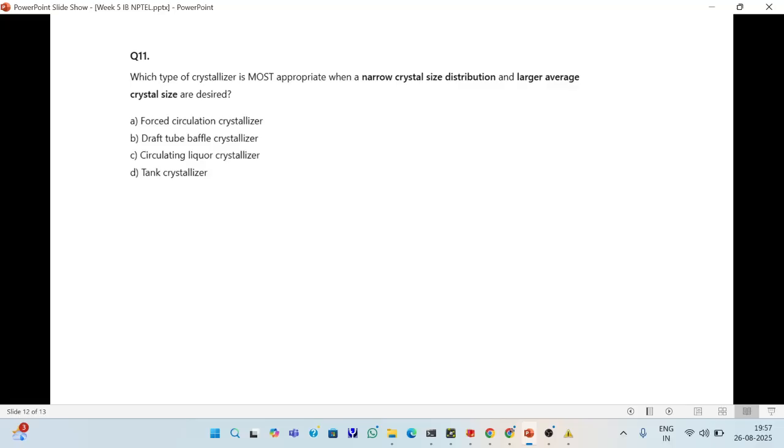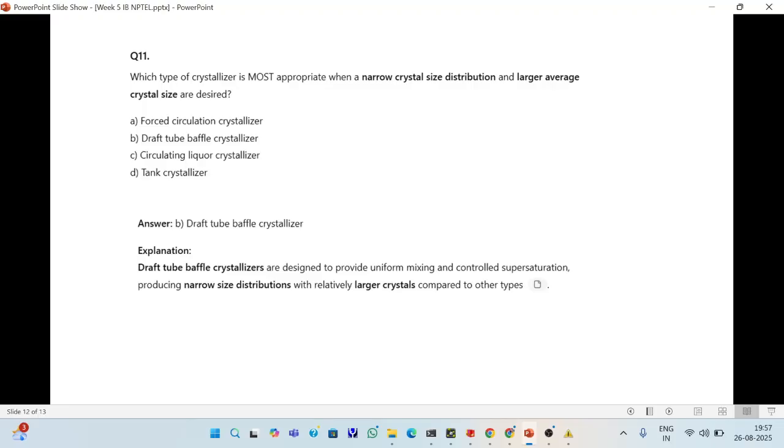Okay, let's see what is the correct answer to this question. It is B. Draft tube baffle crystallizer. So this is the one which is the most appropriate when a narrow crystal size distribution and large average crystal size are desired. Draft tube baffle crystallizers are designed to provide uniform mixing and controlled supersaturation, producing narrow size distributions with relatively large crystals compared to other types. So they are designed to provide uniform mixing and controlled supersaturation, so they have these narrow size distributions which help in relatively larger crystals compared to the other types as given here.